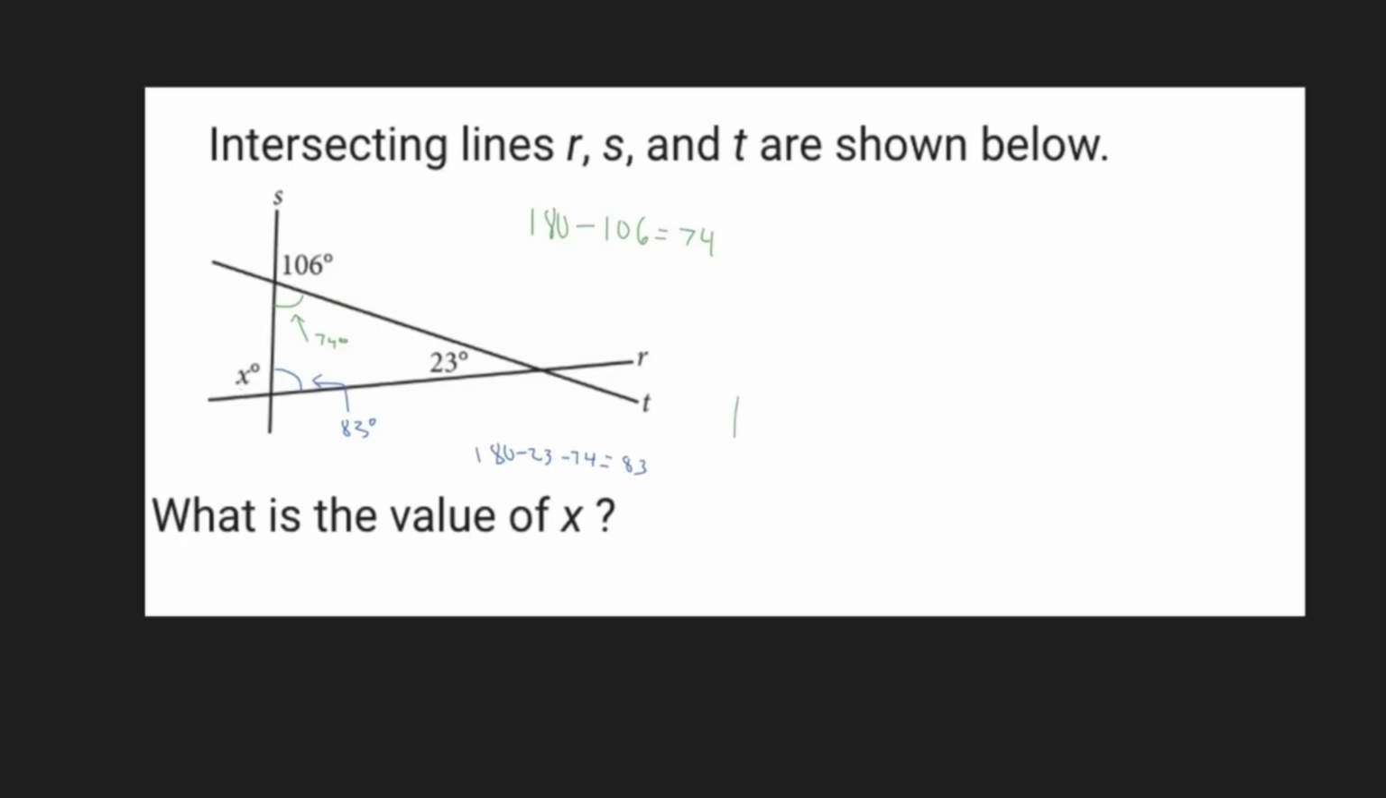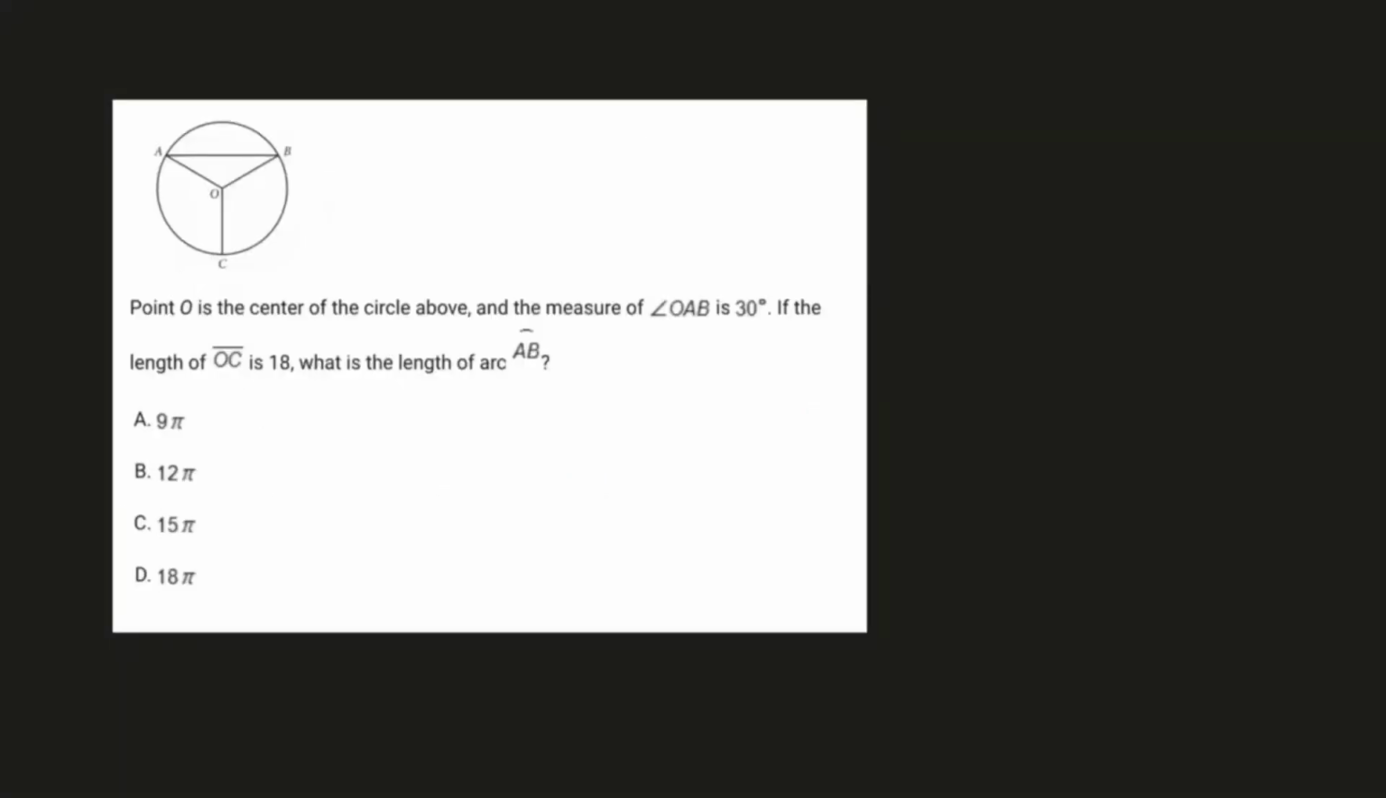And so here we're going to just do 180 minus 83 and get our value of X, which is going to be 97 degrees. And that's how you see it. O is the center of the circle above, and the measure of angle OAB is 30 degrees. All right, so that's going to be 30 degrees right there.